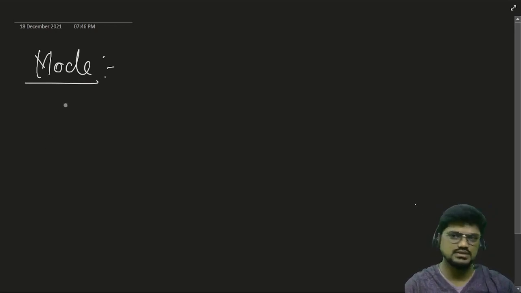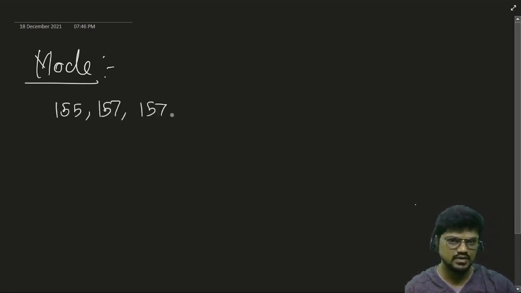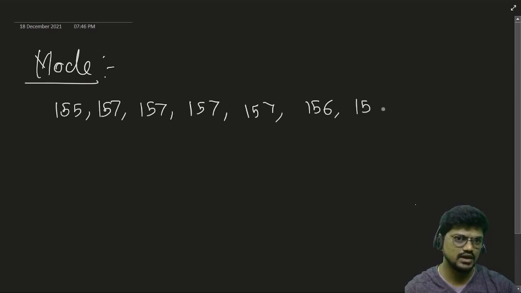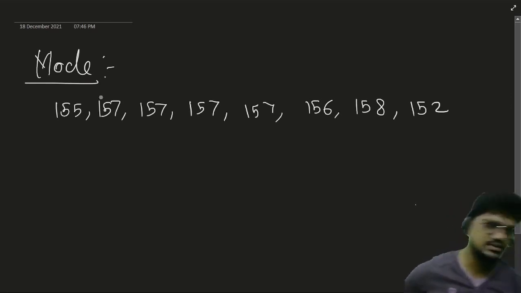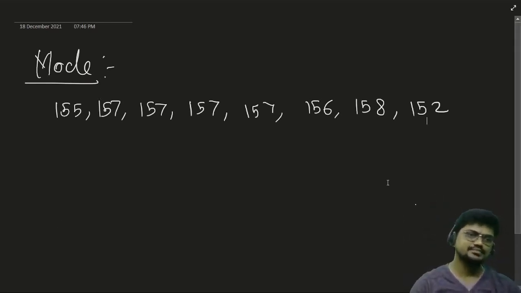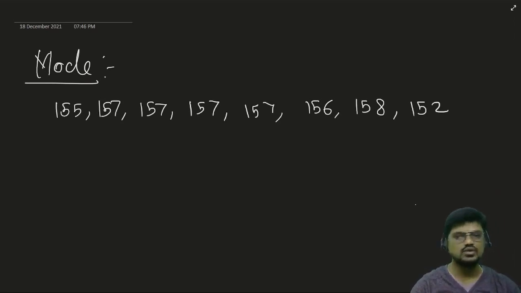If you are measuring the height of someone, and the heights were 155 centimeter, 157 centimeter, 157, 157, and 157, like this, and then there will be 156, and there is 158, and 152, like that. So what is the mode in this case? The mode is 157. Why? Because 157 is appearing most of the time. The one which has the greatest frequency, that will be said as the mode of the class. Okay, fine. Now similarly, if you want to find the mode of a grouped data, in that case we'll be using a formula to find the mode of a grouped data.